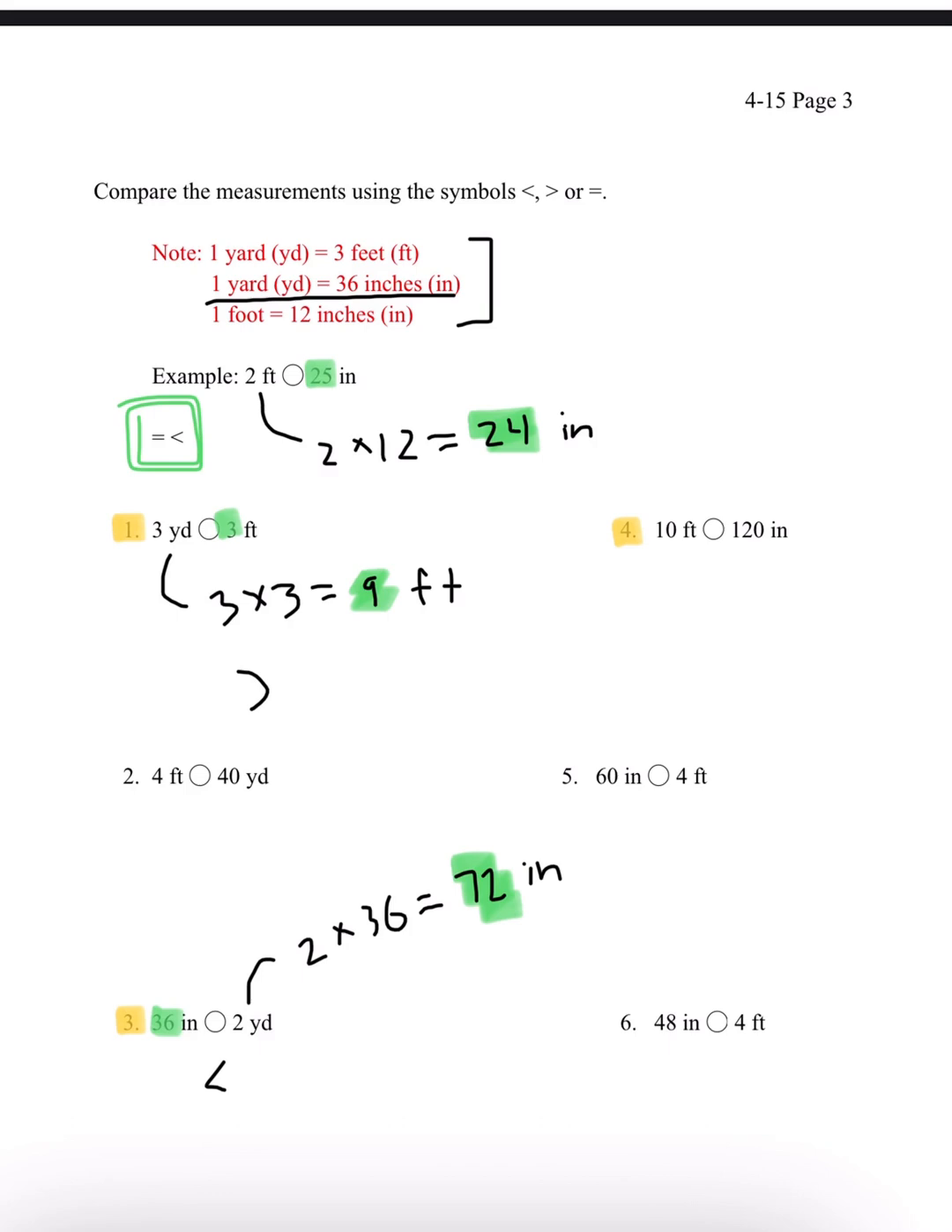Lastly, number 4, we have 10 feet blank 120 inches. I'll be converting both of them to inches instead. So we just have to leave this one be and just convert the 10 feet. If 1 foot equals 12 inches, then in 10 feet, we're going to do 10 times 12, which is inches. When we do this, we just get 120 inches. We see that both are equal, 120 inches, 120 inches. So 10 feet equals 120 inches.